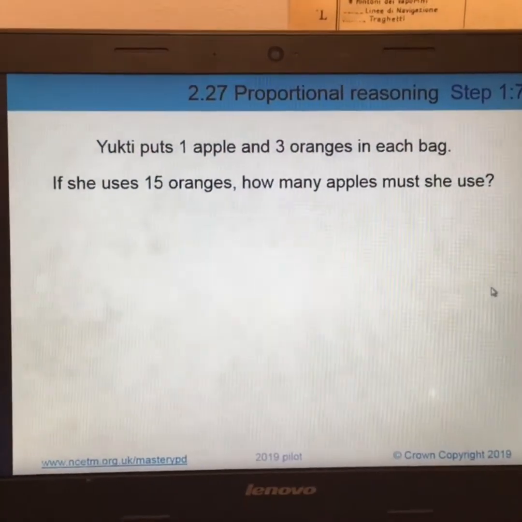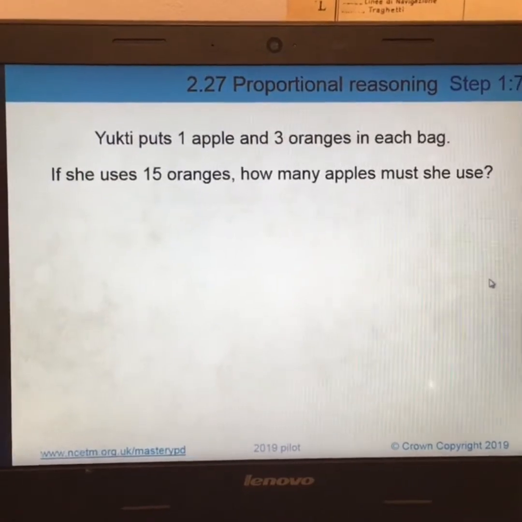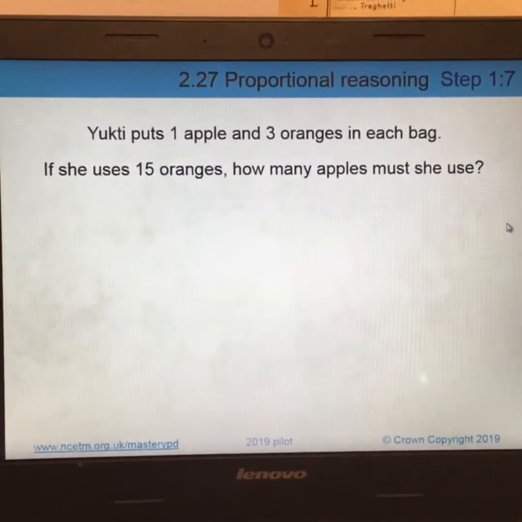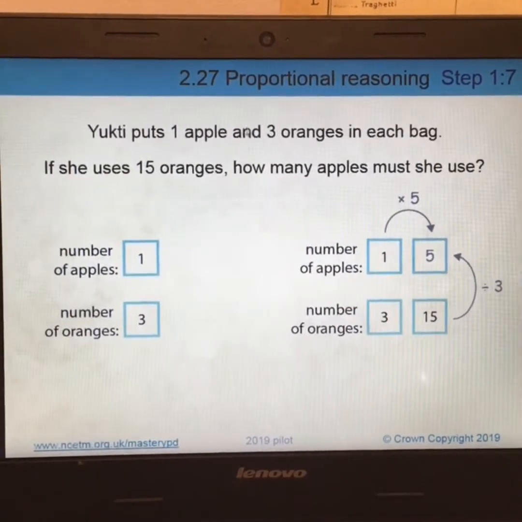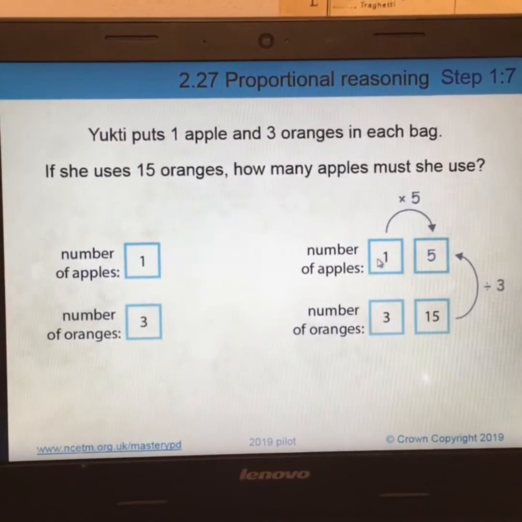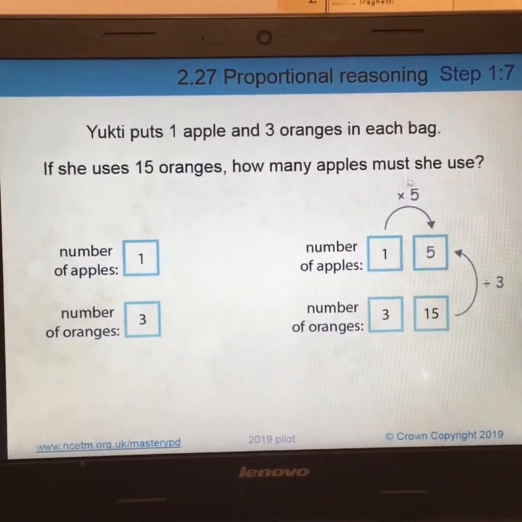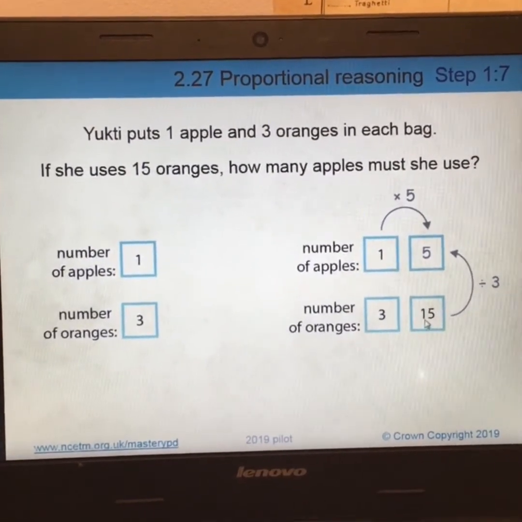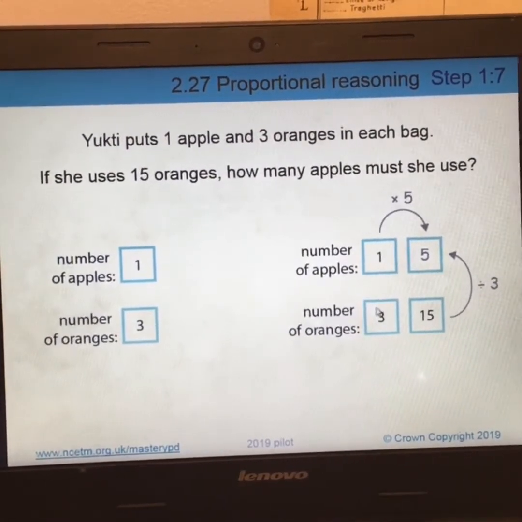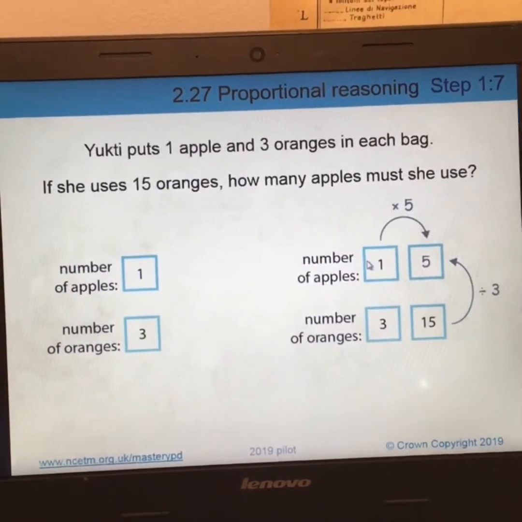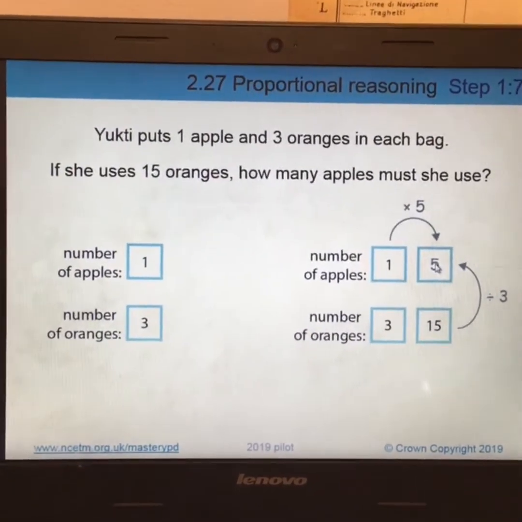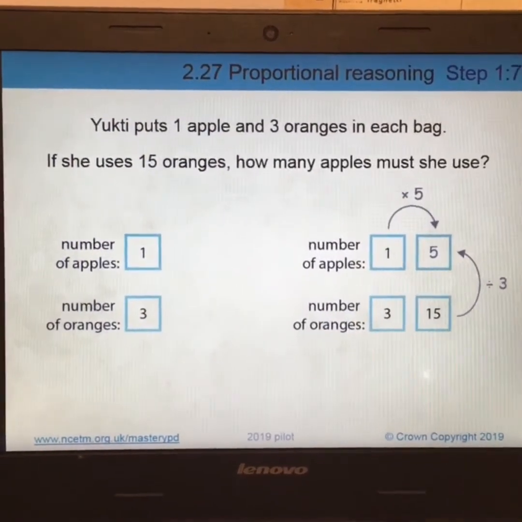Right then, so same ratio. This time if she uses 15 oranges, how many apples must she use? So my ratio is 1 to 3. So there's my 1 apple, there's my 3 oranges. So you can either know that you've times the apples by 5, so you've times the oranges by 5, which is 15. Or you can look at the relationship between oranges and apples. So you've divided the oranges by 3 to get to the apples. So 15 divided by 3 would be 5. And you can use either one of these to show these ratios.